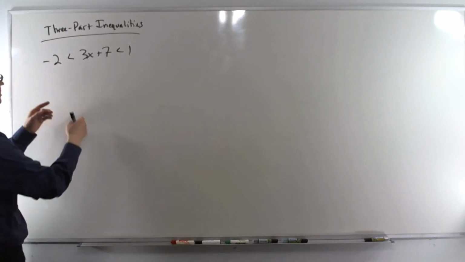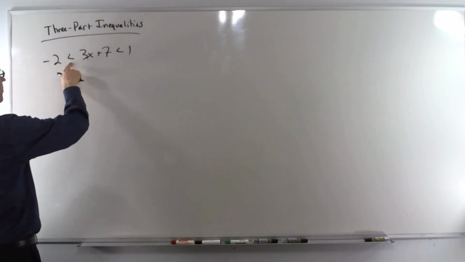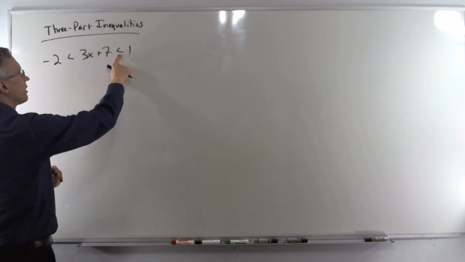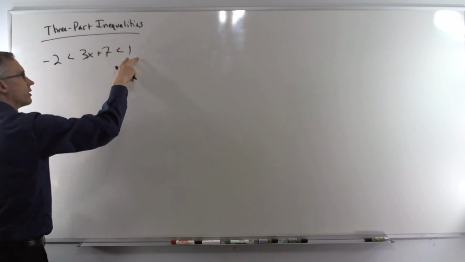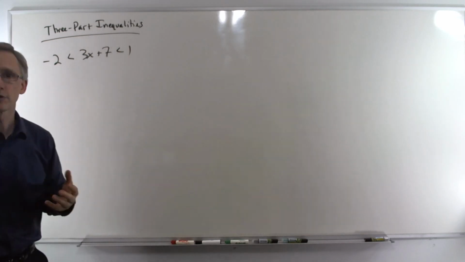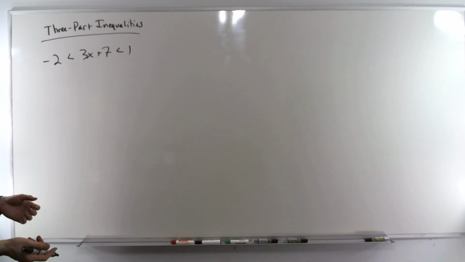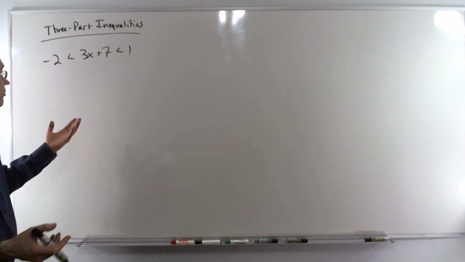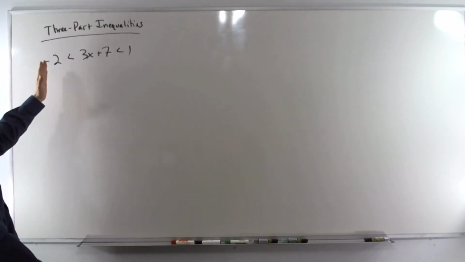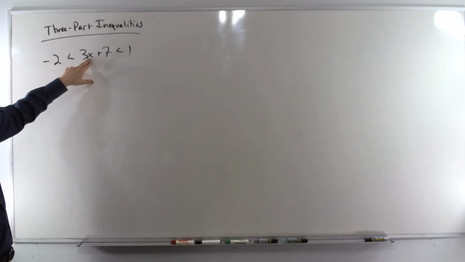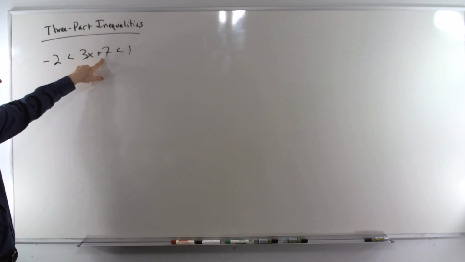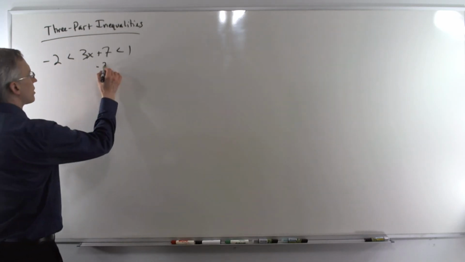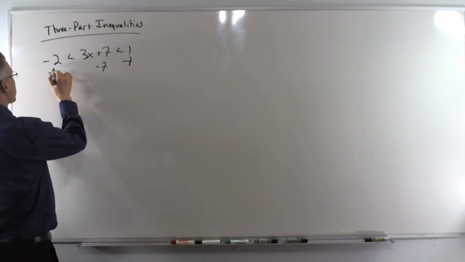So we have three sections to this inequality. We got this part separated by an inequality symbol. We got the middle part, another inequality symbol, and part 3 over here. Now when we solve these, whatever operation we're going to do, instead of doing it to both sides of the equation, well, we have 3 sides of the equation, so we're going to do it 3 times. So if I want to get x by itself, I need to subtract 7 here, so I'm going to do it here as well and here as well.